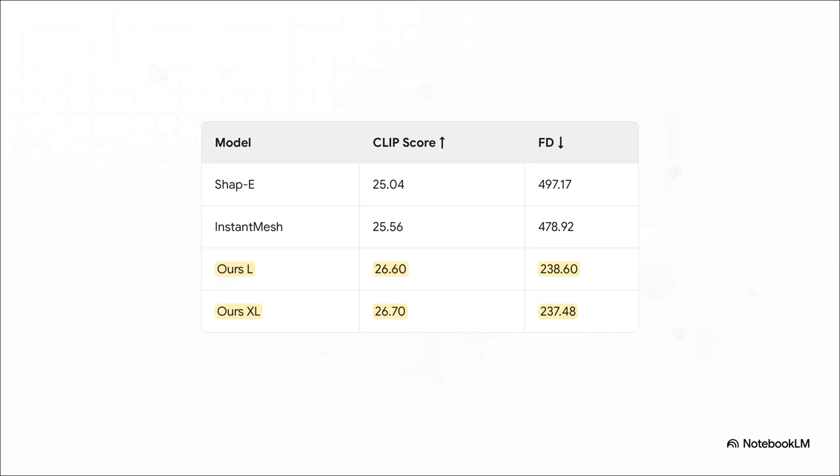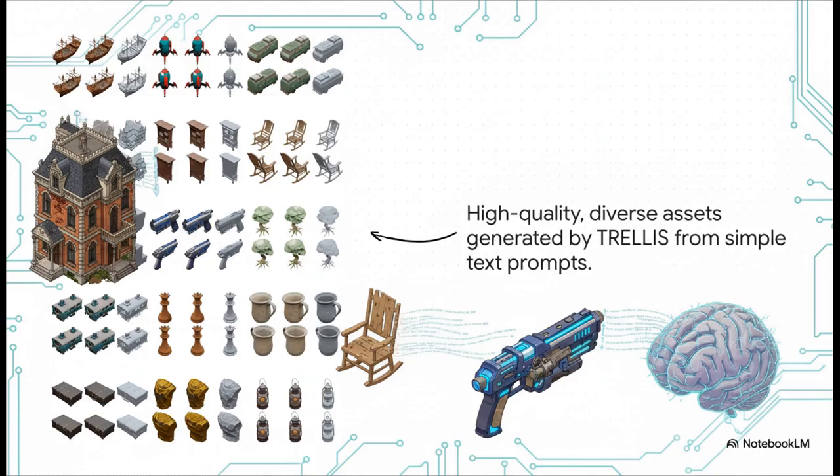And as you can plainly see, both the large and extra-large versions of Trellis are getting higher clip scores and lower FXD scores. In plain English, that means the results are more accurate and just plain look better than the competition. And honestly, the numbers are one thing, but the visuals, they really speak for themselves.